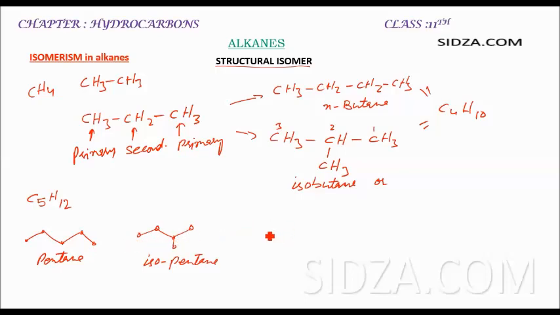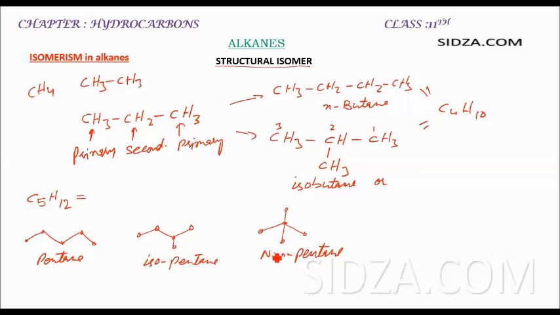Or I can draw one more structure. Suppose I have 3 carbon atoms like this in a linear shape, then take 1 carbon here, another carbon here, right? This is another totally different structure. This is called neopentane, or you can call it 2,2-dimethyl propane, right? These 3 structures have the same formula, but the structure is different, right? And these are the structural isomers of pentane.